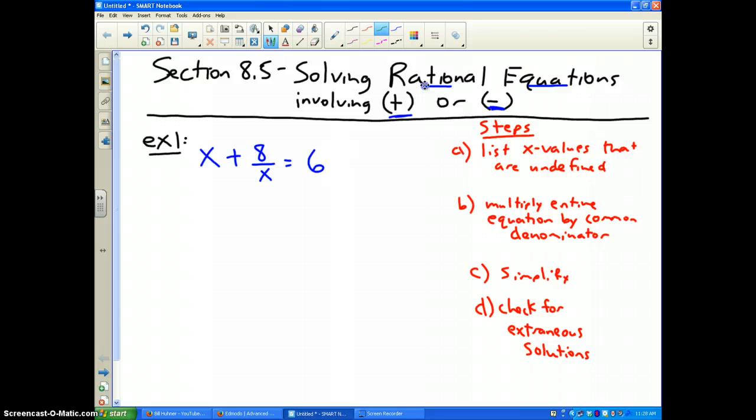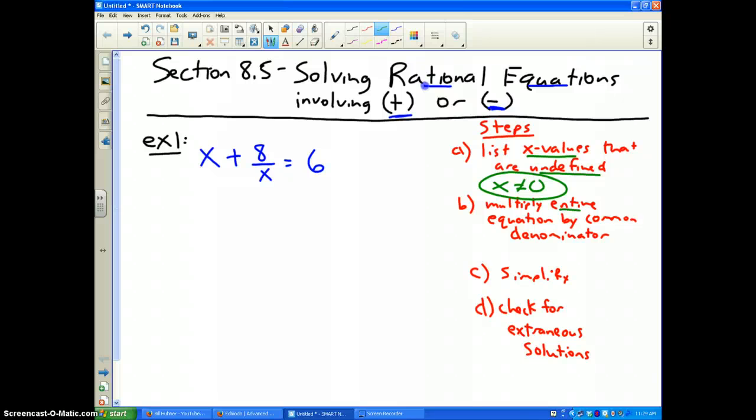Here we go. Letter A. It says list all the x values for which this function is undefined. Well, we only have one denominator right there. Obviously, there's nothing there, so x cannot equal 0 for this particular problem. First thing we got to do, x cannot be 0. All right, letter B.